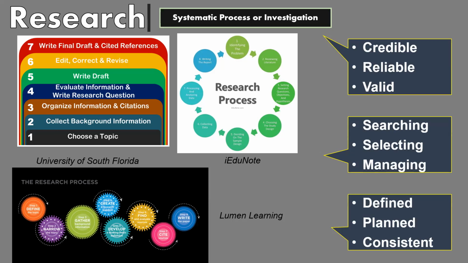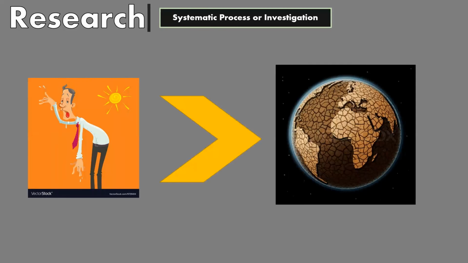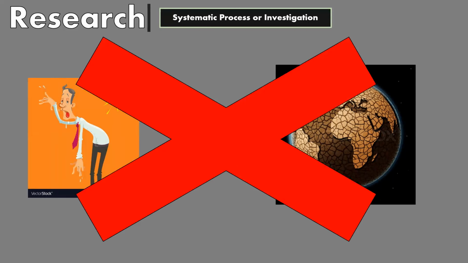Being systematic is searching, selecting, and managing the best available evidence for research according to a defined, planned, and consistent method. Let us say, for example, you are walking in broad daylight in your city and you feel so hot. Now, you conclude that the earth has dried up and is dying. This is not systematic. Just because you observe something doesn't mean that you can already reach a conclusion. Research is systematic. It must follow a process. Therefore, if you want to reach a conclusion based on your observation, you have to follow the specific steps for it to be called research.